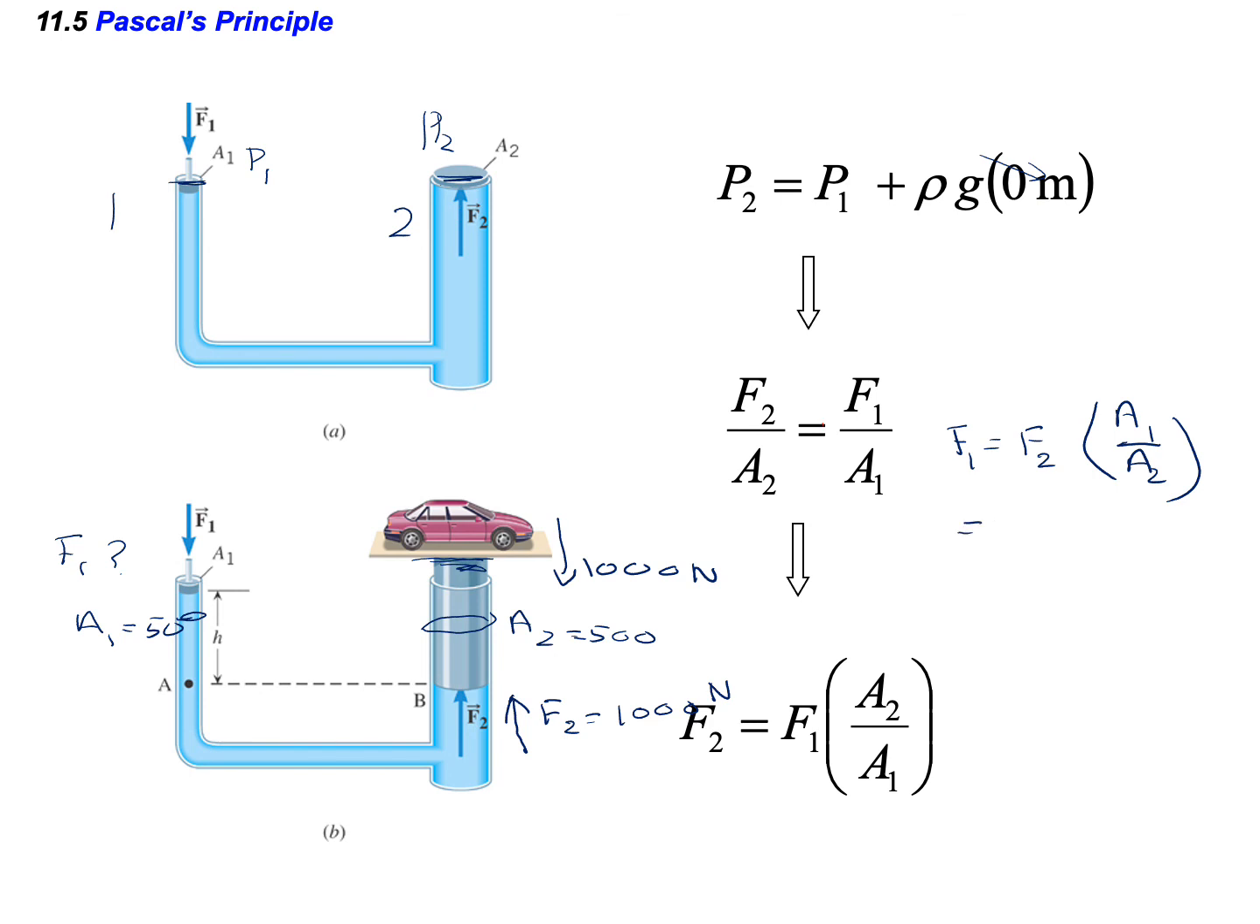So F2 is 1000, A1 is 50, A2 is 500. So the ratio is 1 to 10, and therefore the force is 1000 divided by 10, which is 100. So force 1 is 100. You just need a 100 Newton force, which is 10 times less than the weight of the car, in order to keep the car in this equilibrium.